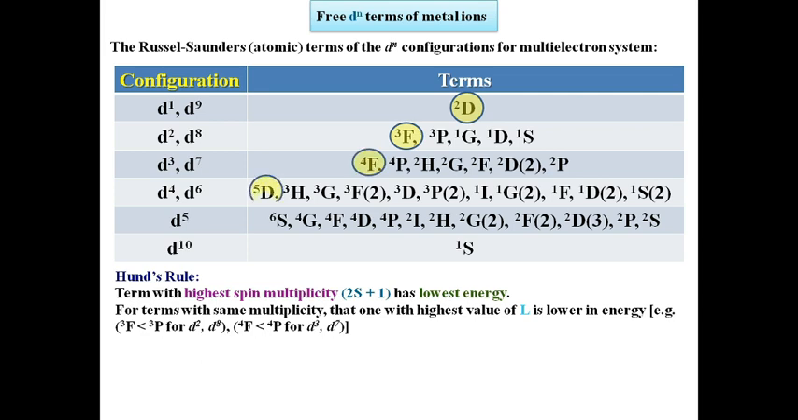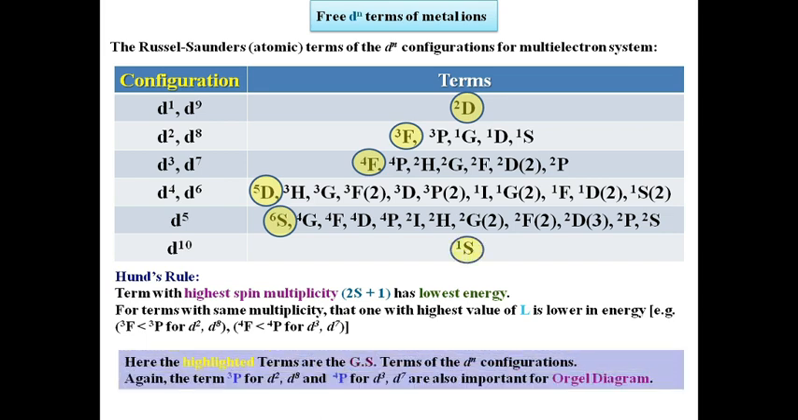But if the same multiplicity arises for two terms, then we have to consider the highest value of capital L, which possesses the lower energy. That is, for 3F and 3P terms for d2 and d8 system, or 4F or 4P terms for d3 and d7 system, both these terms possess the same multiplicity, but the L value in the case of F is greater than P. So the F term must be the ground state term.